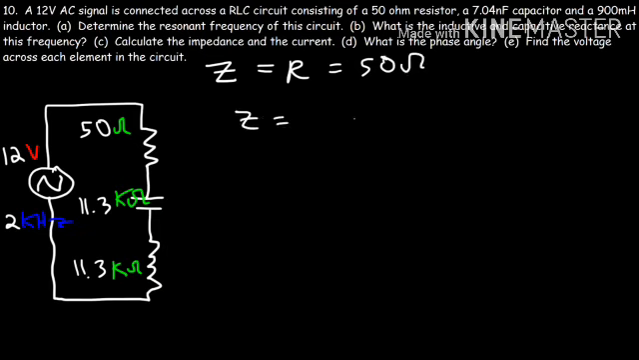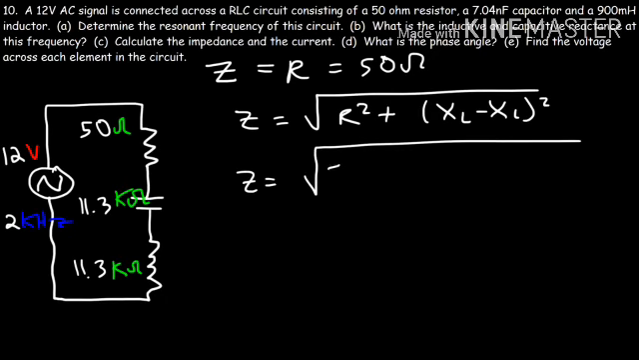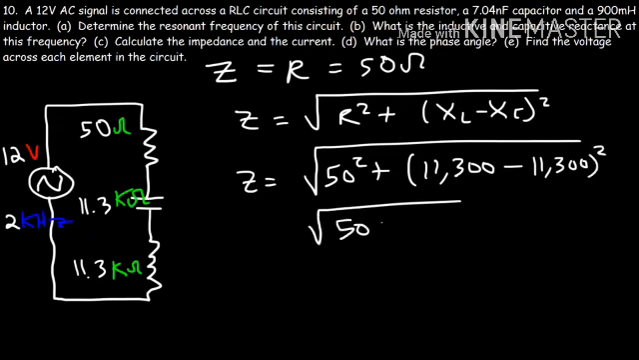We know that Z is equal to the square root of R squared plus XL minus XC squared. So this is going to be the square root of 50 squared. XL is 11,300 if we round it. XC is also 11,300. Because they're the same, XL minus XC is 0. So the square root of 50 squared plus 0, which is the square root of 50 squared, that's simply equal to 50. So, under perfect conditions, at the resonant frequency, the impedance is simply equal to R.